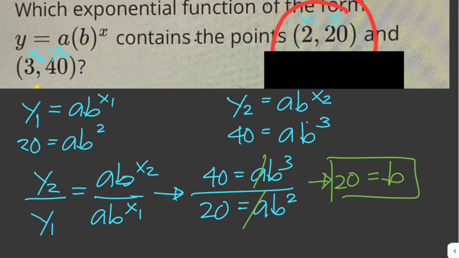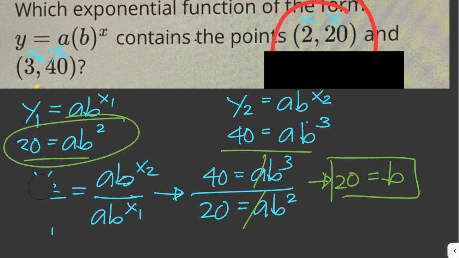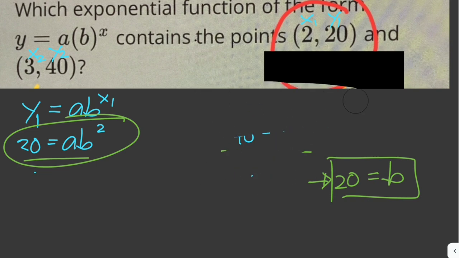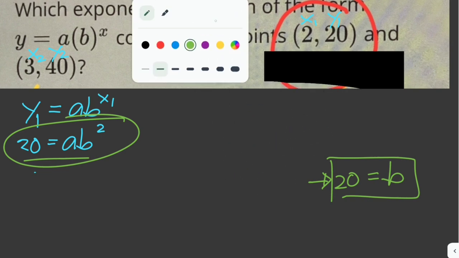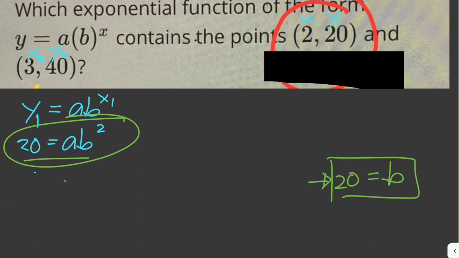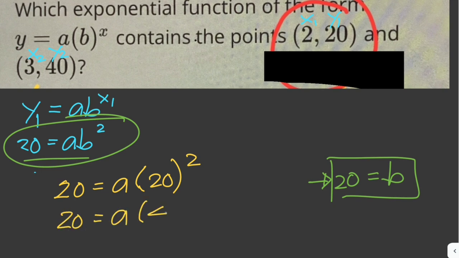And now we can solve for a. We can choose either of the two equations here. So let's choose this. Okay, so this is 20 equals a times the value of b, which is 2, squared. Okay. 2 squared is just 4. So we have an equation 20 equals 4a. And then we divide both sides by 4.